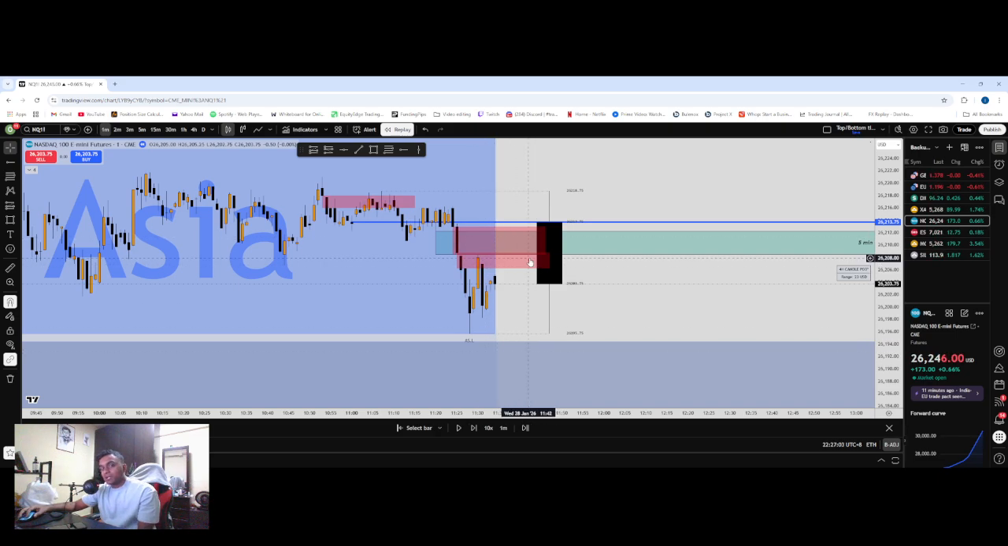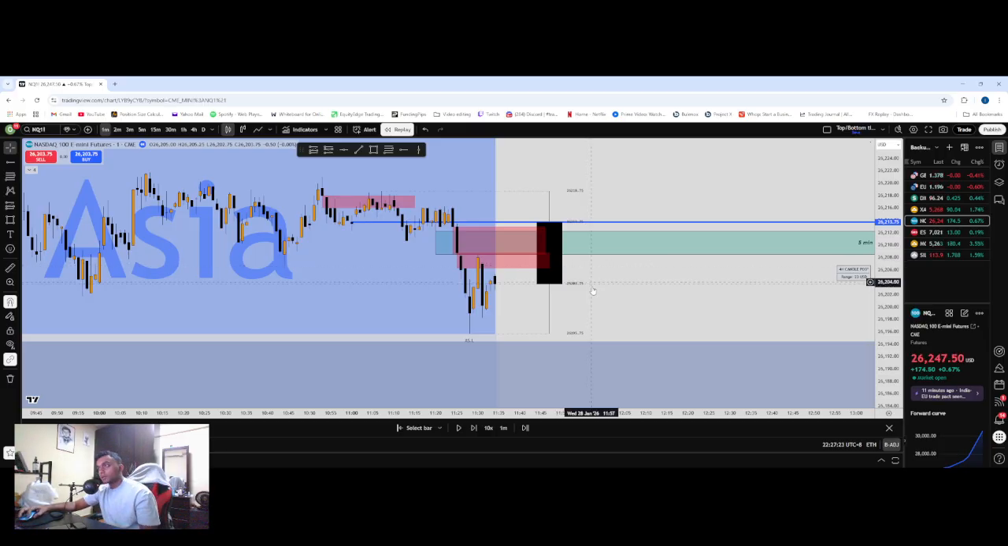But since it's manipulating downwards, what logically needs to happen? It has to tap a POI for it to distribute. Did it tap our 15-minute POI yet? No, but we formed a 5-minute POI. So what does that tell? We could possibly tap the 5-minute POI, drop down, and then fly up, right?